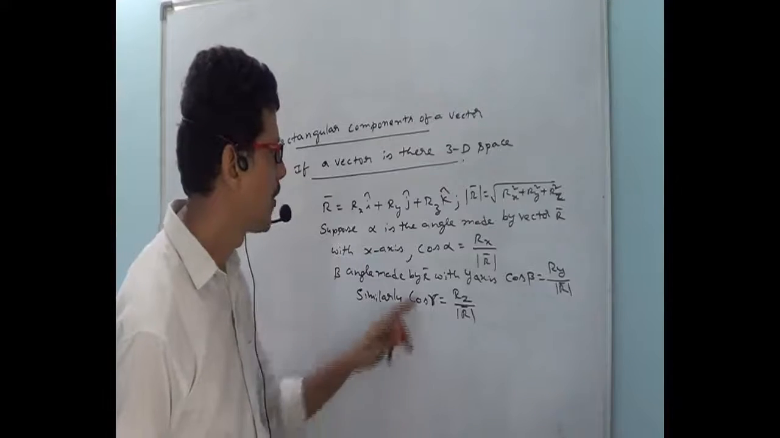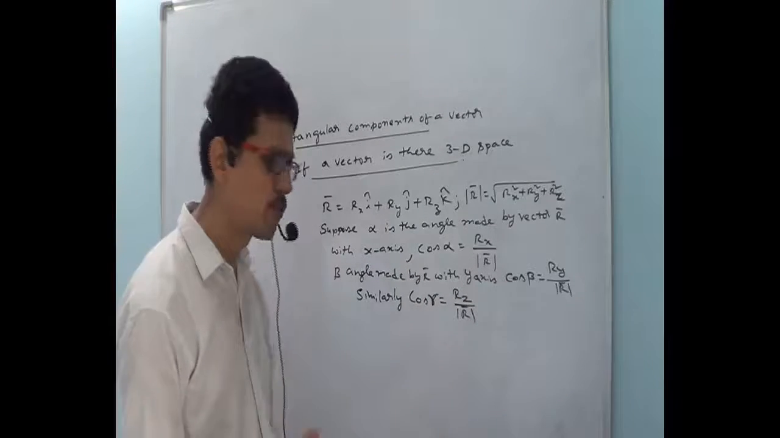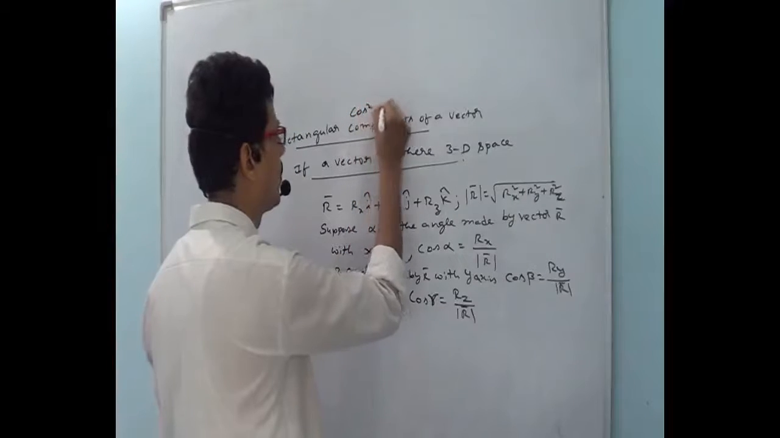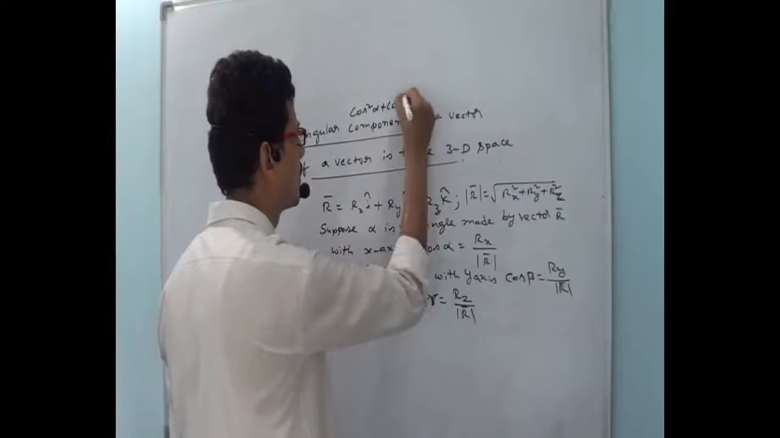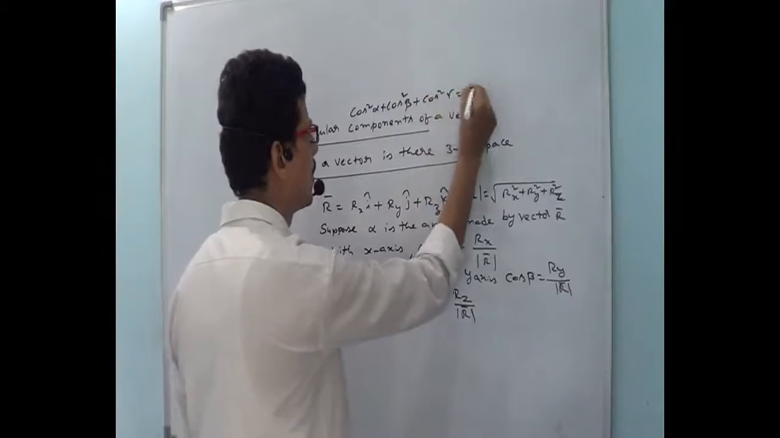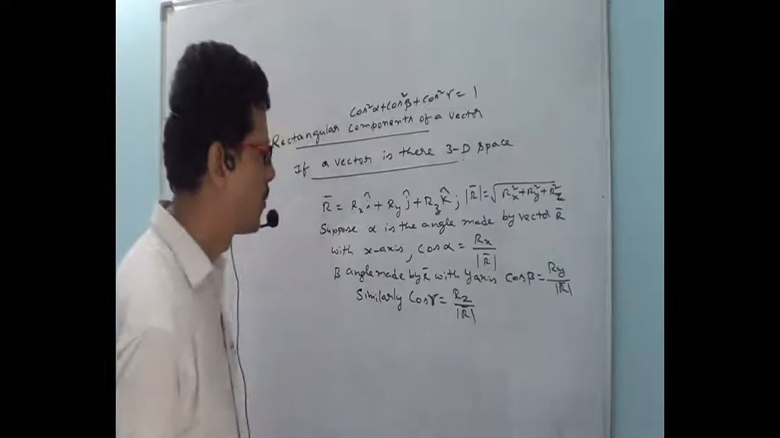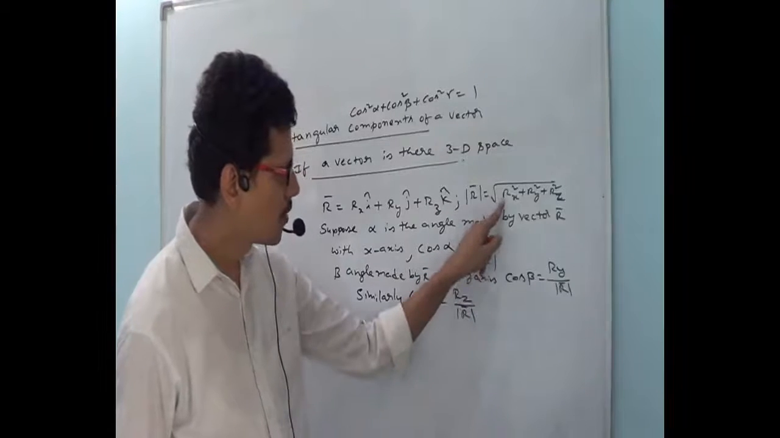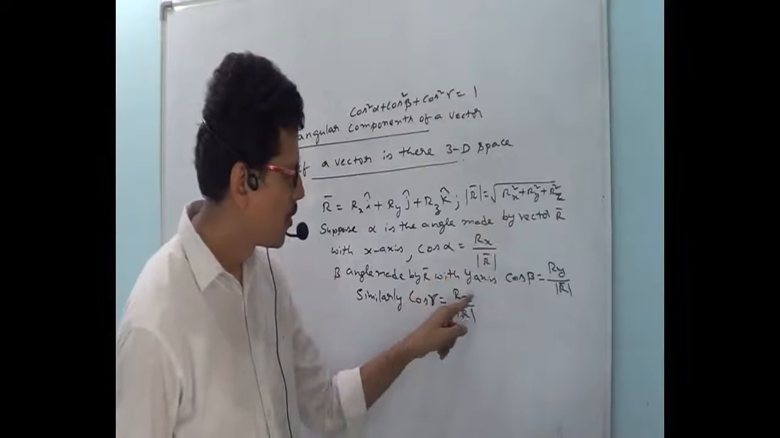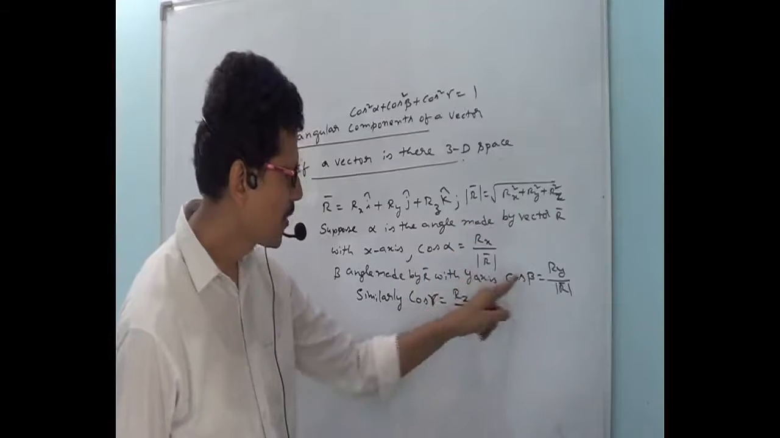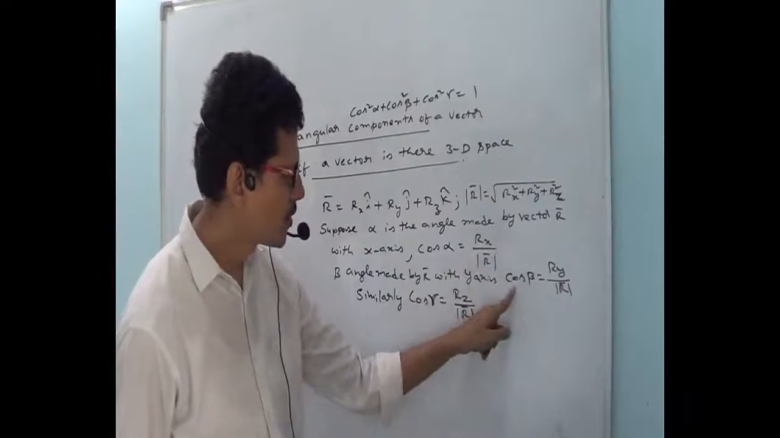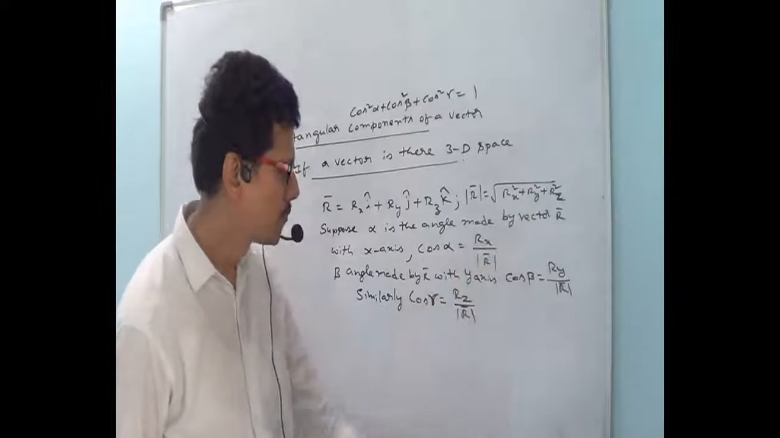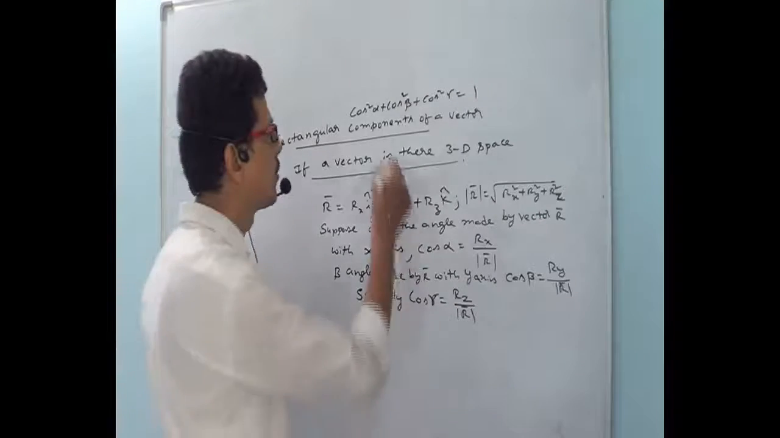If I square these three and add, I will get 1. What is the relation I am getting? Cos square alpha plus cos square beta plus cos square gamma is equal to 1, because cos square alpha means rx square divided by modulus of r bar whole square, the root will go. And cos square beta means ry square divided by this without root. So this you have to remember.